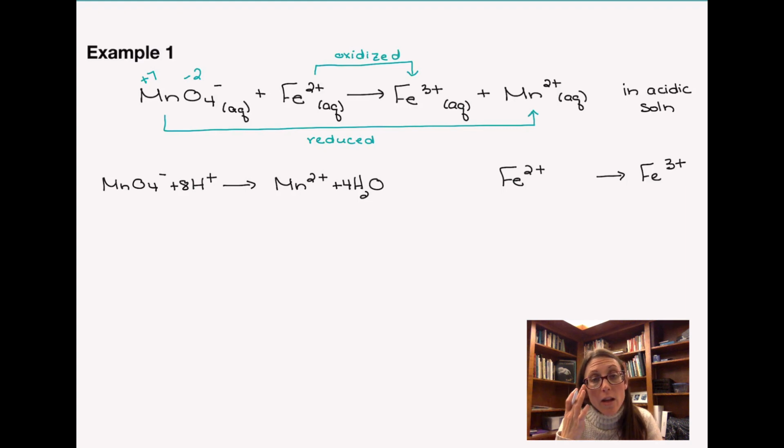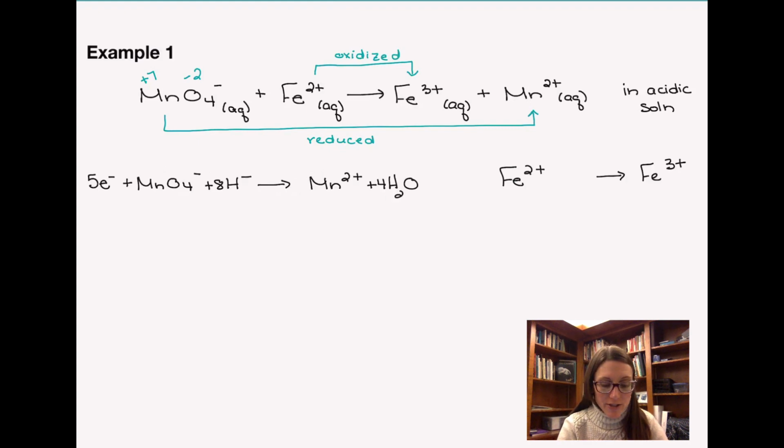Those aren't the same. So what you're going to do is add electrons to the side of the equation that has the more positive charge. And you're going to add enough electrons so that the charges on the left and the right side of the equation are equal. In this case, I need to add 5 electrons to the left side of the equation.